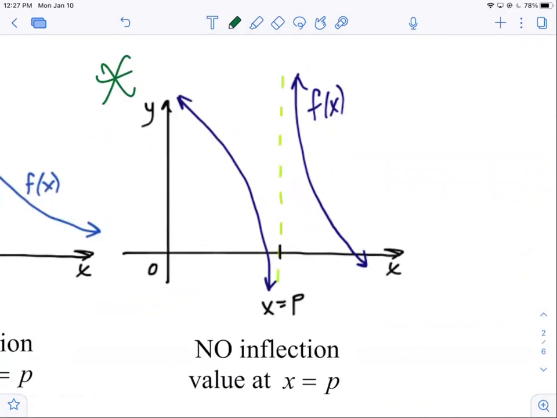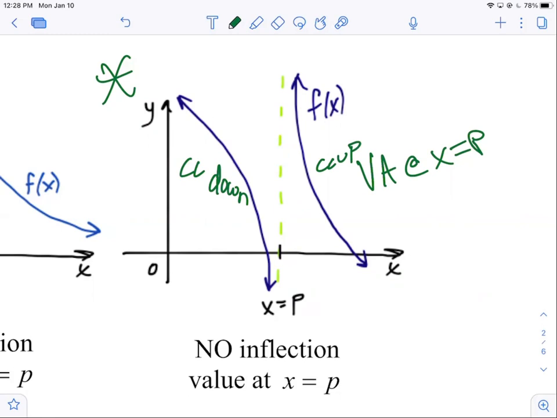Is x equals p in this case in the domain of the function, the way I have it drawn? No. We have a vertical asymptote at x equals p, so it's not in the domain. Does it have a chance at being an inflection point? No. If it's not in the domain, it can't be an inflection point, can't be a local extrema. But can the curvature change there? It doesn't have to, but in this case, it's concave down on the left and concave up on the right. Did the curvature change at the vertical asymptote? Yes.